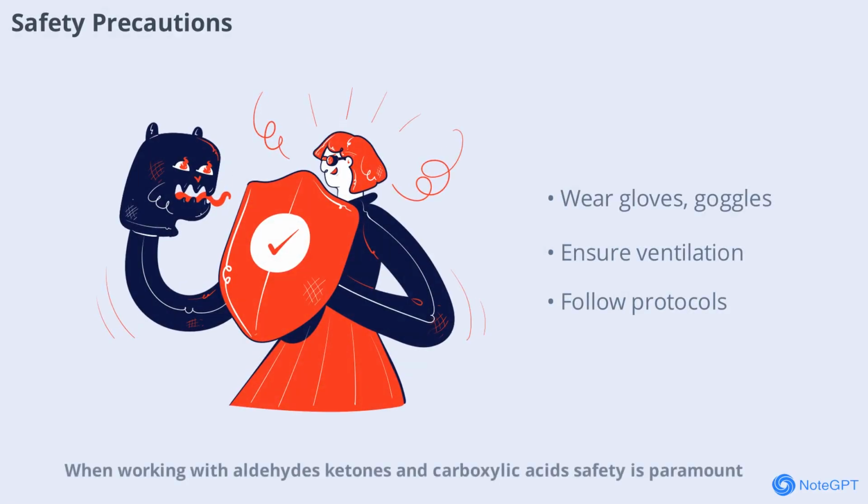In working with aldehydes, ketones, and carboxylic acids, safety is paramount. Many of these compounds are volatile, flammable, or toxic. Proper ventilation, use of gloves and goggles, and adherence to safety protocols are essential in both laboratory and industrial settings. Always consult safety data sheets before handling these chemicals.